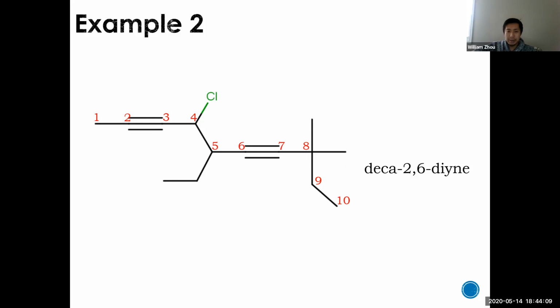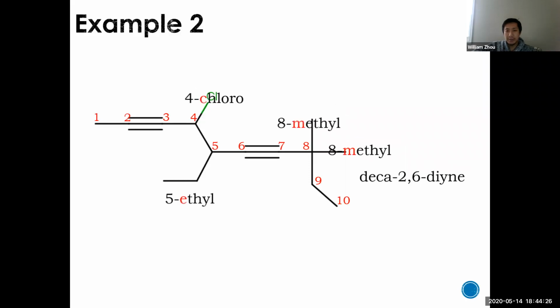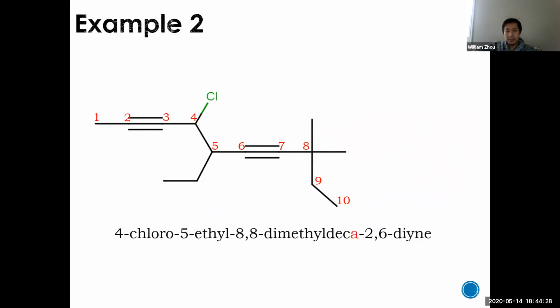So once you're here, then you can just name all the branches. There's 4-chloro. There's 5-ethyl. There's 8-methyl. Another 8-methyl. And that's it. So alphabetically, C goes before E. E goes before M. Put this together. You have 4-chloro, 5-ethyl, 8,8-dimethyl, deca-2,6-diyne. Okay, it just rolls off the tongue, doesn't it? It's nice and short.